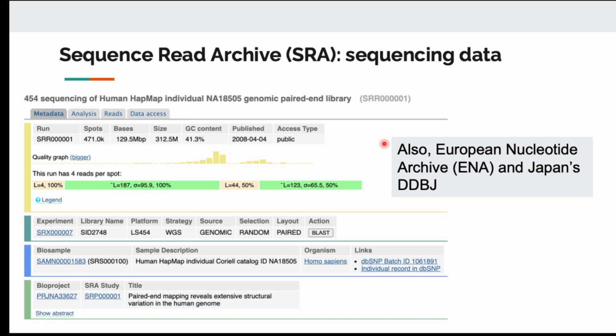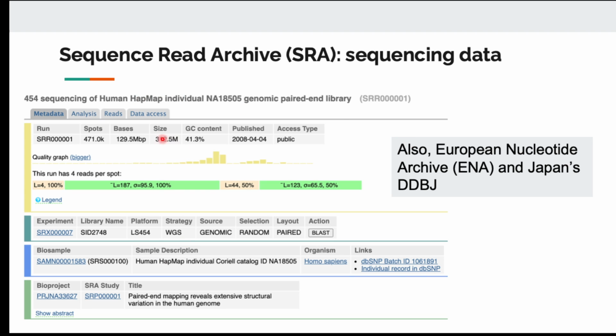Even though these three servers want to make sure that all the data are synchronized across the three servers, there are cases where I found that certain data can only be found on the European server and not on the US or Japan. And some data can be found on the Japanese server, but not on the European or the US. So to give you the best coverage, if you want to identify the sequencing data, you should go to all three to check which one the authors deposited their data to.